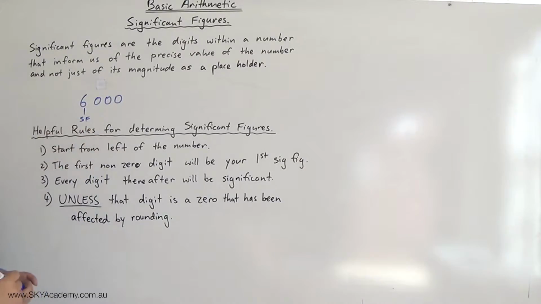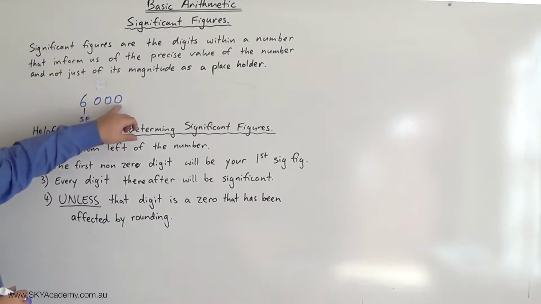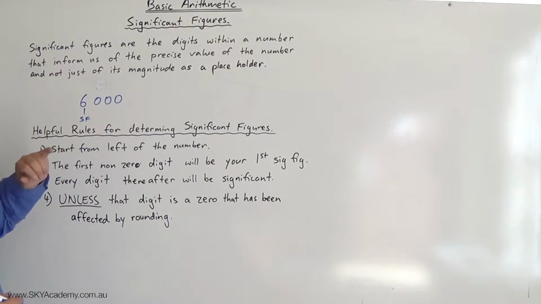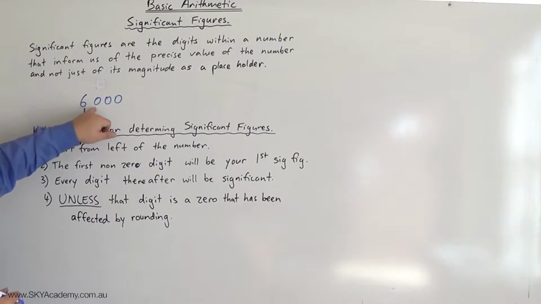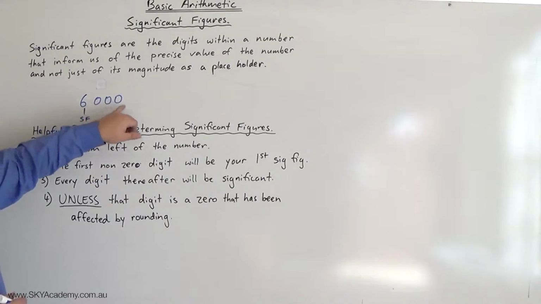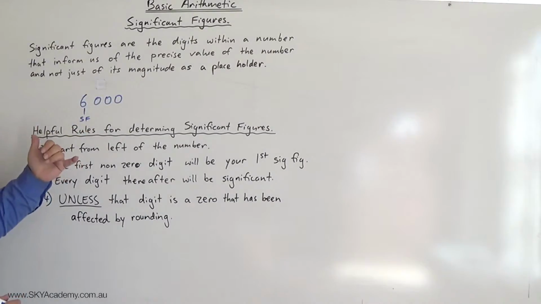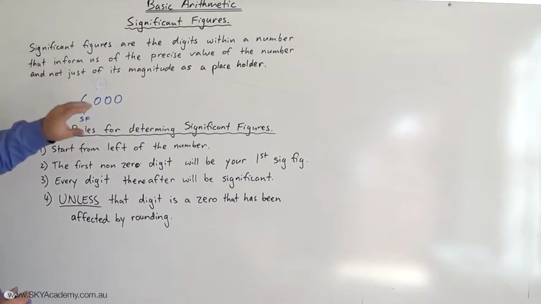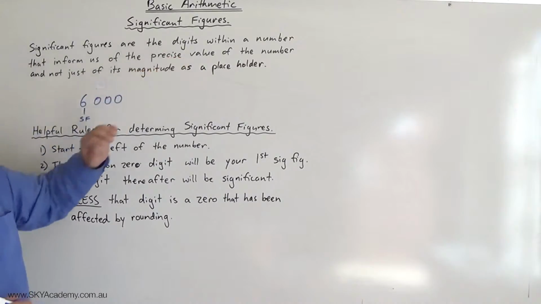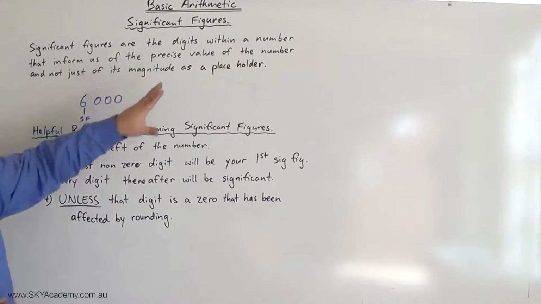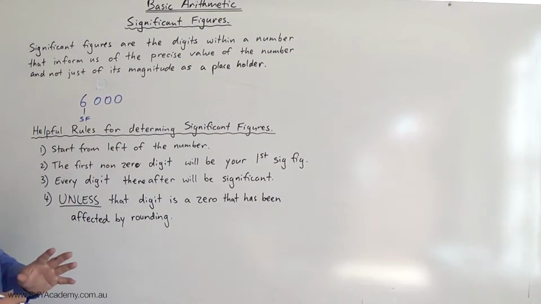These zeros may or may not be significant figures, because we don't know whether the 0 is there to distinguish it from, say, a 1 or a 2, or a 9 or a 7, or whether it's there as a placeholder within the number to help us see that this number is 6,000 as opposed to 600. So the significant figures tell us the precise value of a number, not just the magnitude of the number as a placeholder.